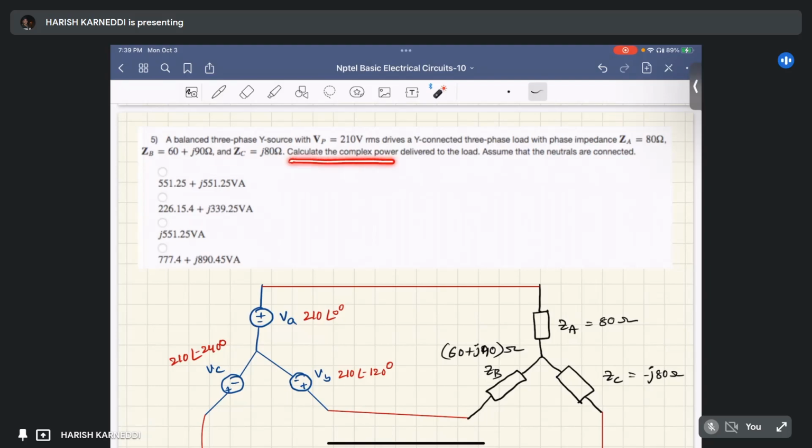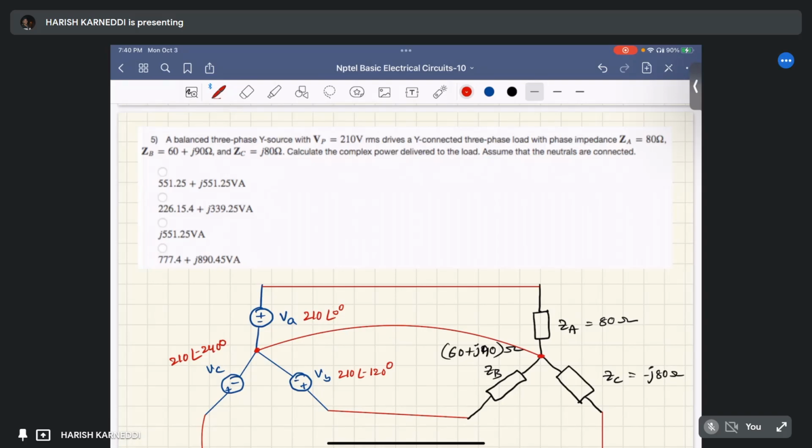Calculate the complex power delivered to the load. Assume that the neutrals are connected. Here he gave that the neutrals are connected. It means this point and this point are connected, so we can draw one line between these two points.